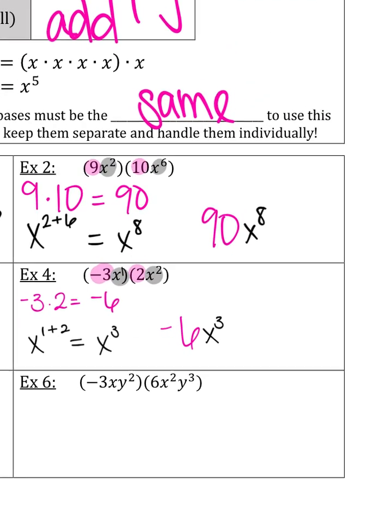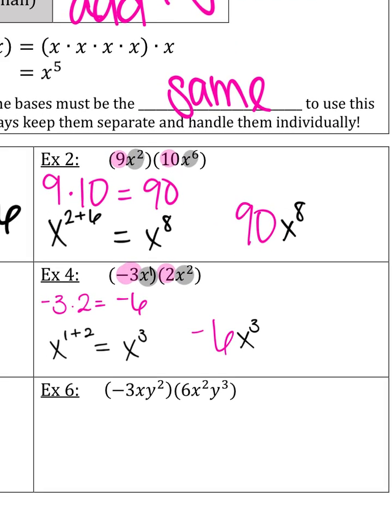Wonderful. Let's try example number 6 before we move on to the next set of exponents. I'm going to highlight my coefficients, and this time I'm not going to write it in a list. I'm just going to write out the answer as you normally would. So negative 3 times 6 is negative 18.